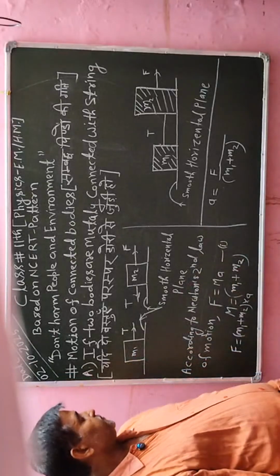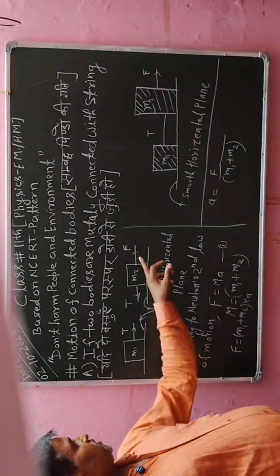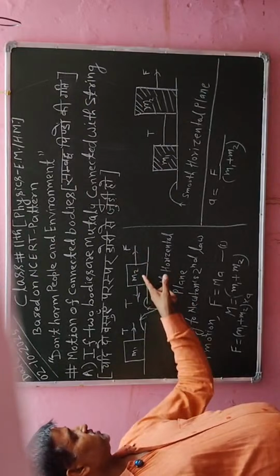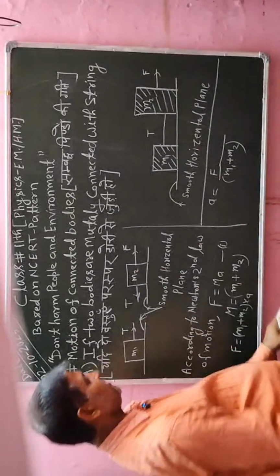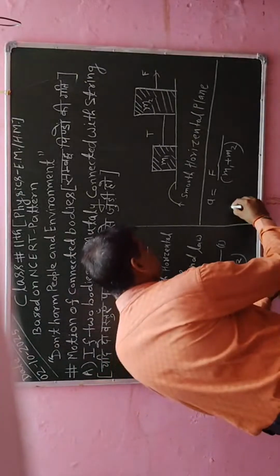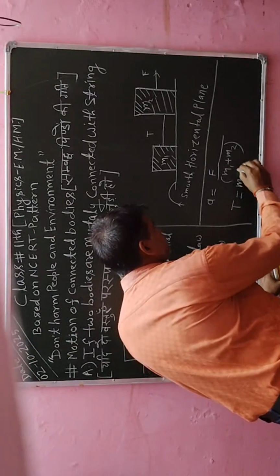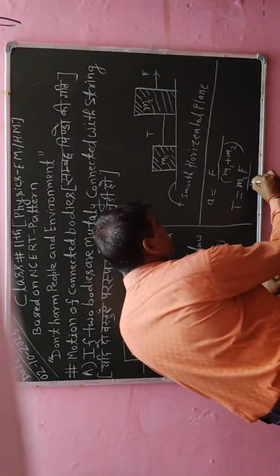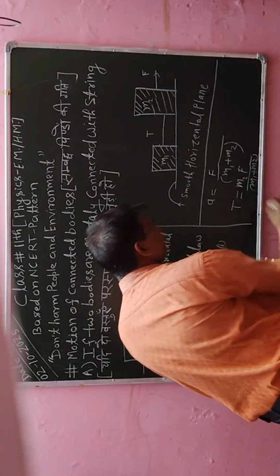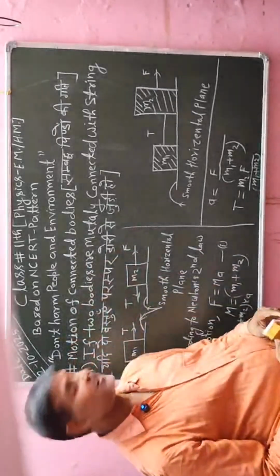Okay, and if we have to calculate this tension in this way, I will put there m2 into F divided by m1 plus m2. So similarly, I can write that T is equal to m2 into F divided by m1 plus m2. This is the information I have got with the help of Newton's second law of motion.